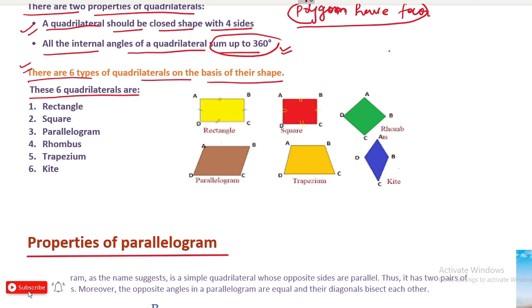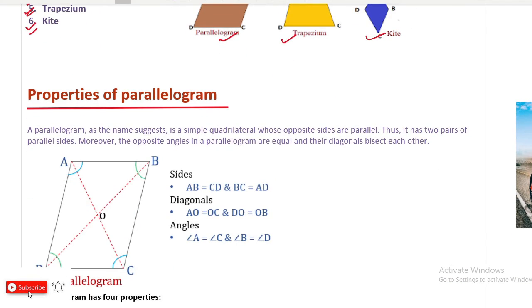Here are six types of the quadrilateral on the basis of their shape. First is rectangle, second is square, third is parallelogram, fourth is the rhombus, fifth is the trapezium, and sixth is the kite. And these are the figures of quadrilaterals: rectangle, square, rhombus, parallelogram, trapezium, and the kite. First, we discuss the parallelogram. Properties of the parallelogram.